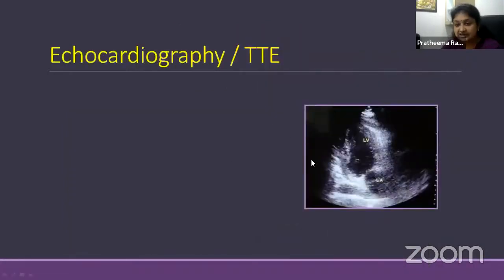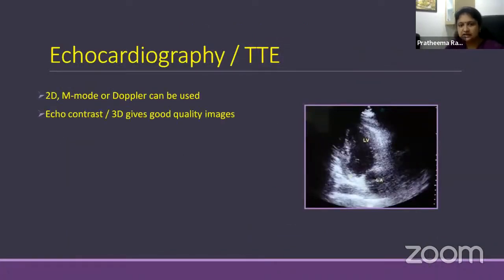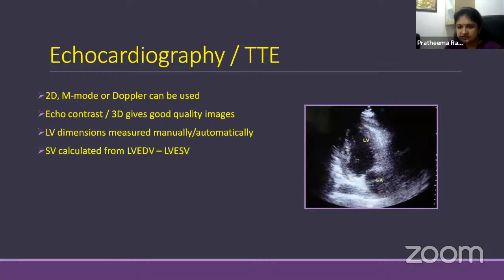So then comes the TTE. Here we have all the modes: 2D, M mode, and Doppler, which can be used. And echo contrast and 3D images can also be seen in this. And all the LV dimensions we can measure manually or automatically. Then there is the TEE, which is basically like a Ryle's tube or an endoscopy.